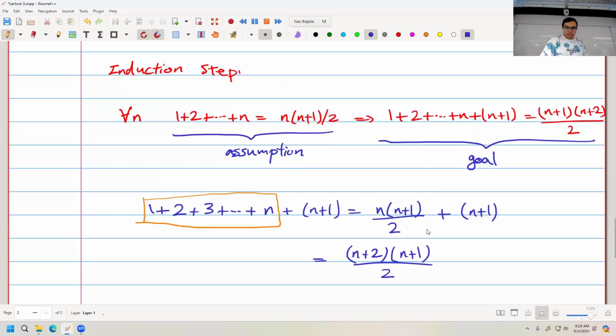Okay. So this is the induction step. Having that assumption, I could get to this goal. So basically, assuming that the property holds for n, I could prove that the property holds for n plus 1. So the property holds for 0, and whenever it holds for n, it holds for n plus 1, so it holds for all natural numbers. Okay. This is basically what we call induction.